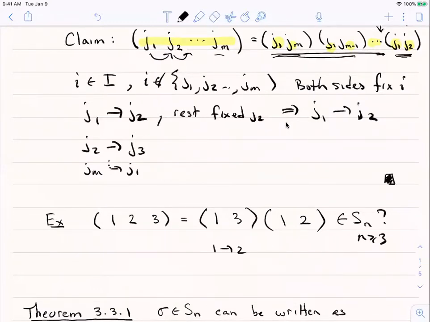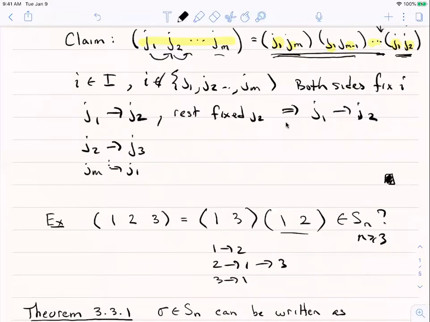1 goes to 2, which is fixed, so 1 goes to 2. 2 goes to 1, which then is sent to 3 by the next factor, so 2 goes to 3. And then what happens to 3? Well, this factor fixes it, and the last factor sends it to 1, so we exactly recover the cycle 1, 2, 3.